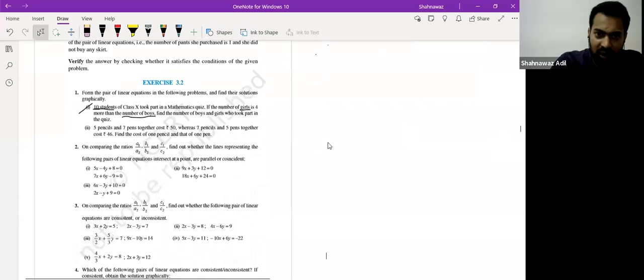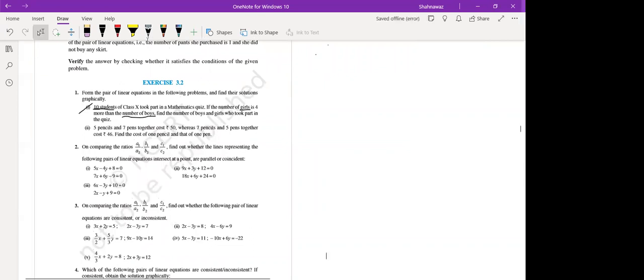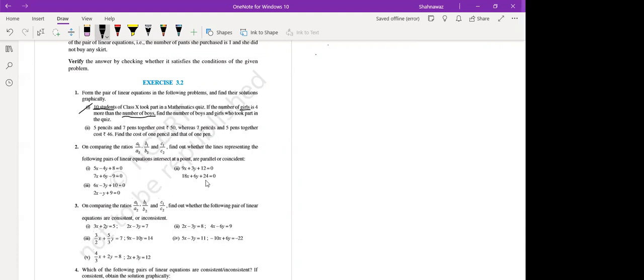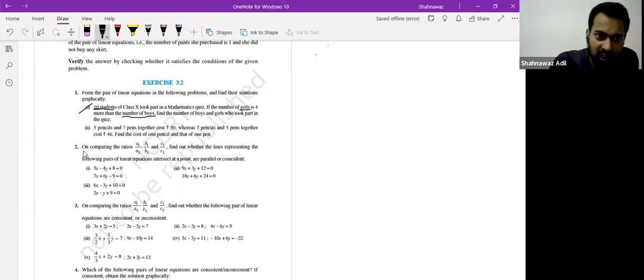So in your school, Talha, what exercise are they doing? We're doing chapter 2 yet. Okay, so they are on chapter 2. In Rizwan's school, they are doing 3.2 and the fourth question. Okay, no problem.